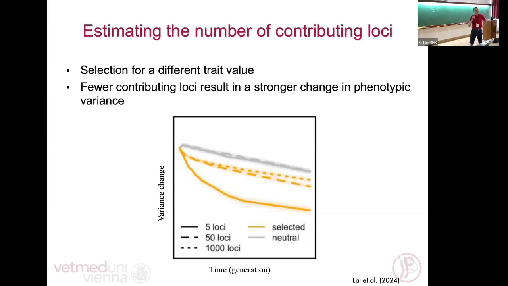One way where we think we can try to estimate the number of loci is exactly looking at the variance change. And we've been hearing a great deal from Nick about this: basically, if you have a polygenic trait under the infinitesimal model, an adaptation should not result in a change in variance.